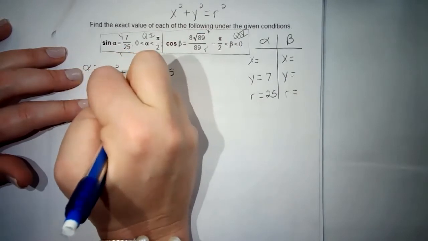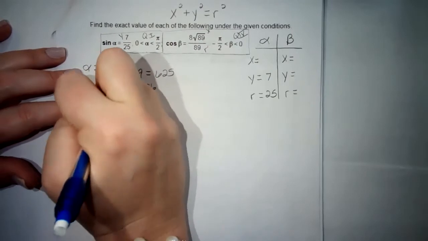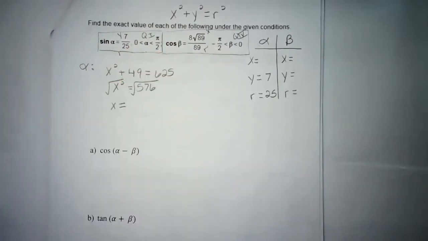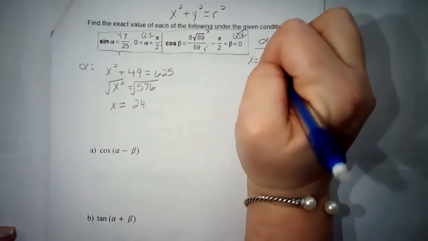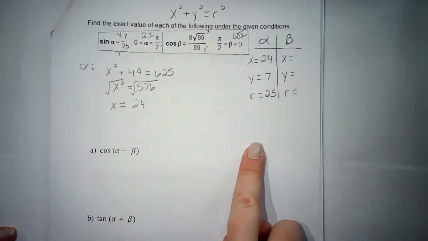Subtract 49, x squared is 576. I had that. Okay. Now we're going to take the square root. Now remember, that gives us plus and minus, but we only want the plus because it said quadrant 1. Okay, that gives us a nice little 24. We can make any trig function that we need now for alpha. We don't even need to know its value.